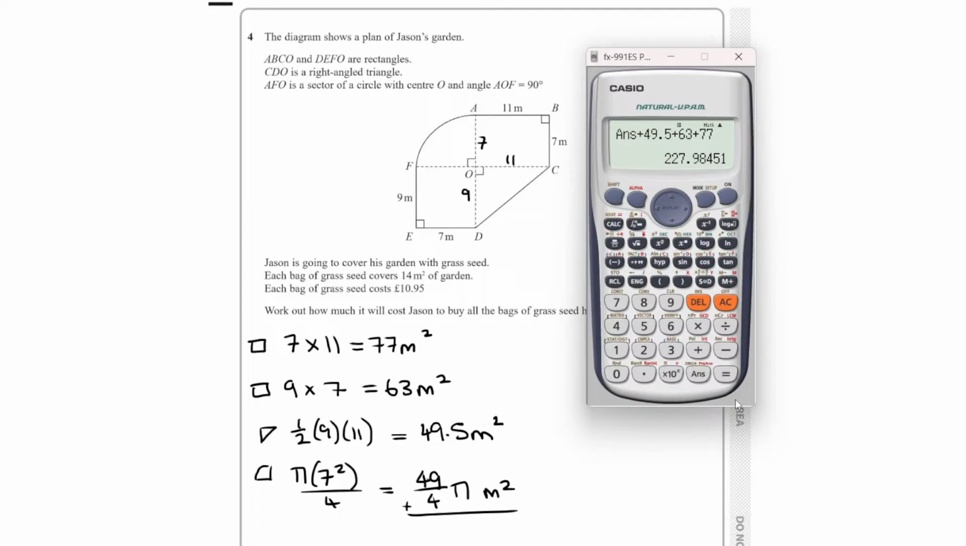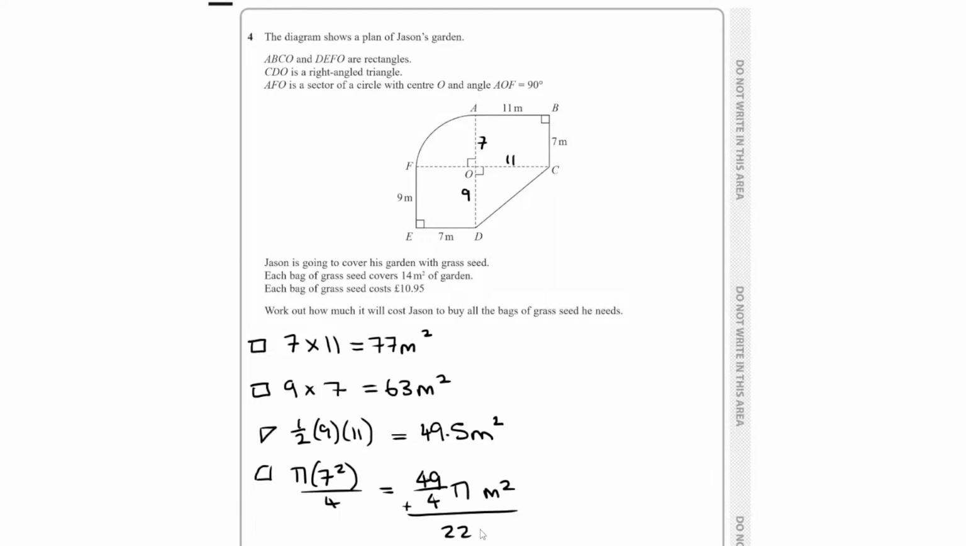227.98451. Because we're going to be buying whole bags, we can't obviously buy an exact amount of grass seed, can we? We have to buy enough bags. So I'm probably just going to round that to 228, just for right now. That's about 228 meters squared. And then we can look at this second bit here. Okay, each bag covers 14, so I'm going to take 228 divided by 14.